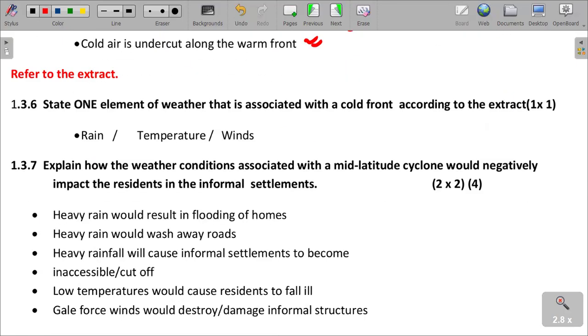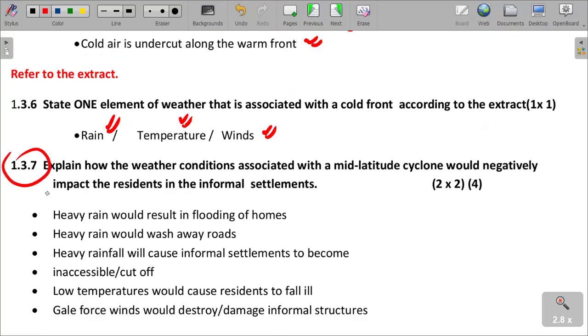State one element of weather that is associated with a cold front according to the diagram. Besides going back to the diagram, the weather elements associated with a cold front include rainfall, temperatures and also winds. When we talk about cold fronts, there is always rainfall, temperatures and winds associated with them.